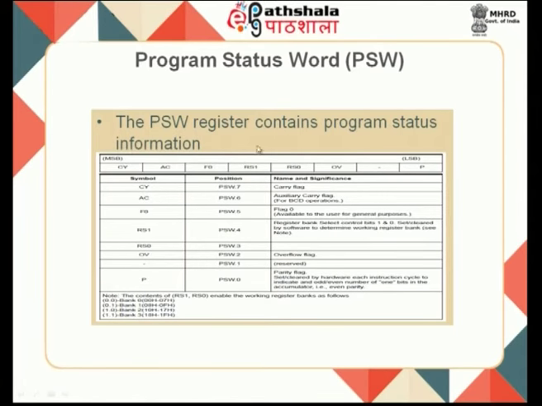So, this program status word tells you about the status with which the program is currently running in your processor. Based on that I can predict what will happen and what is going on inside my processor. This is the idea behind this particular program status word.